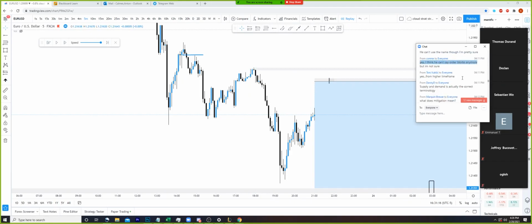Yes, from higher time frame, supply and demand is actually the correct terminology. Correct. What does mitigation mean?